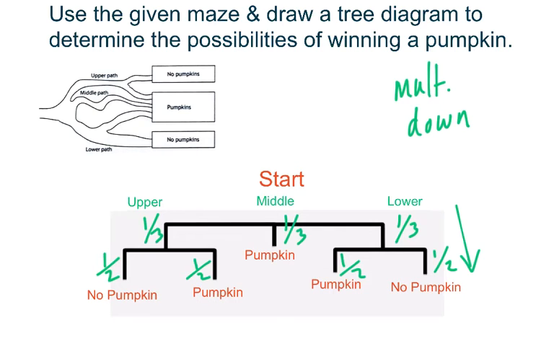So the probability of getting a pumpkin taking the lower path is 1/3 times 1/2, which is 1/6. The probability of not getting a pumpkin taking the lower path is 1/3 times 1/2. That is also 1/6. So we can determine probabilities from a tree diagram by multiplying the probabilities going down the tree.